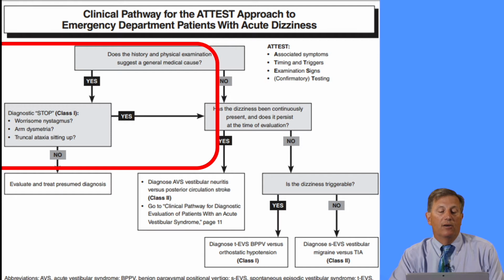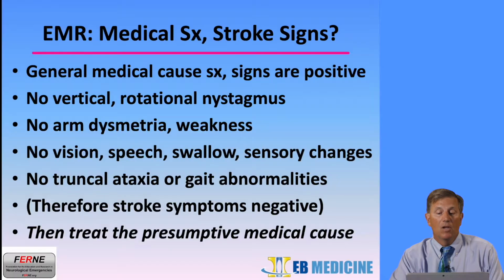The red rectangle now has highlighted the portion that includes a general medical cause. So, in your electronic medical record, you want to address medical symptoms and whether or not there are stroke signs. In other words, is there a positive general medical symptom or sign that suggests a specific cause such as dehydration? If there is, then you want to point out that there's no evidence of a likely posterior circulation stroke. You would then say there's no vertical or rotational nystagmus. There's no arm dysmetria or clumsiness or cerebellar finding, and no arm weakness.